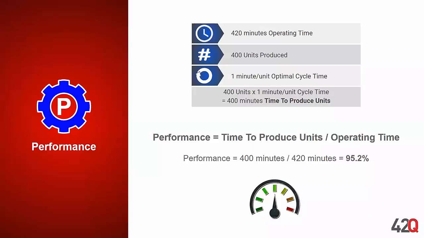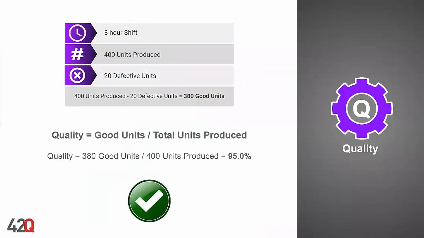So next thing we're going to take a look at is quality. So quality is going to be how many good units we're getting out of all the units we produce. So in that same 8-hour shift, we're going to say that those 400 units that we produced, 20 of those were defective. So we're going to say, out of that 400 units, 20 were defective. So that's going to give us 380 good units that we got out of that shift.